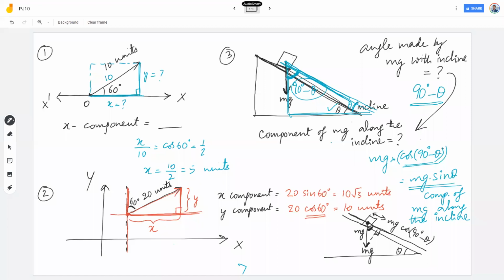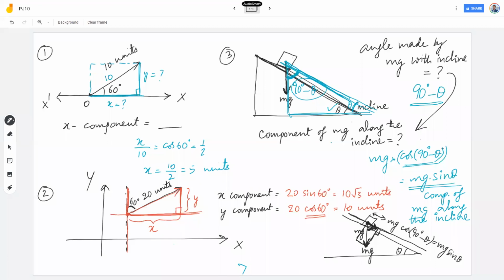Now in what direction will it be? Look at the right angle triangle here. If you complete a rectangle also, this is how you have to draw it. This is a rectangle, no? So if this is a diagonal, the side of the rectangle along the incline is this way. So it must be down the incline, not up the incline. Understood? How did sine come, sir? Cos of 90 degree minus theta is sine theta.